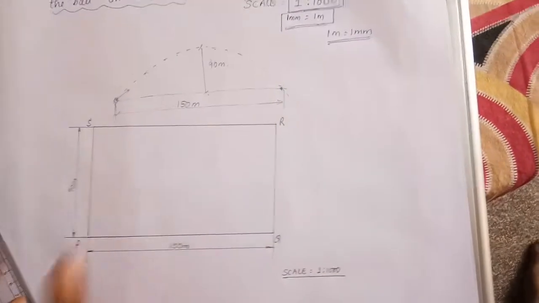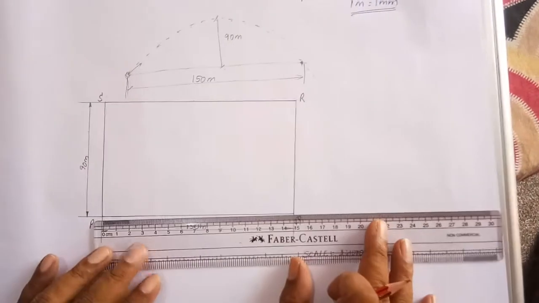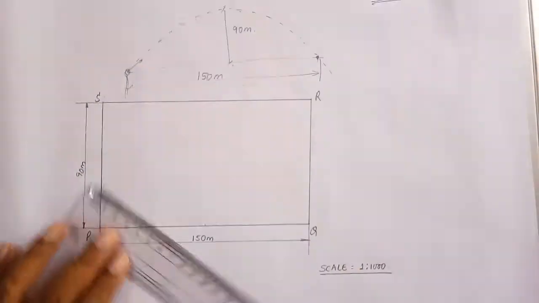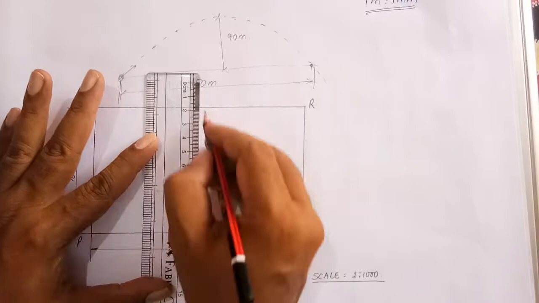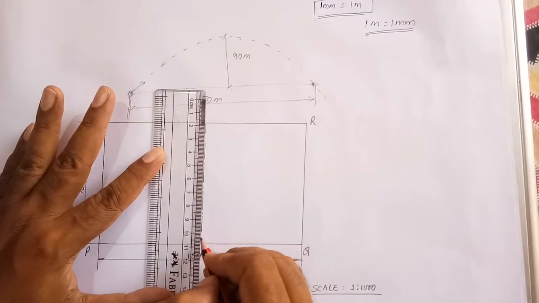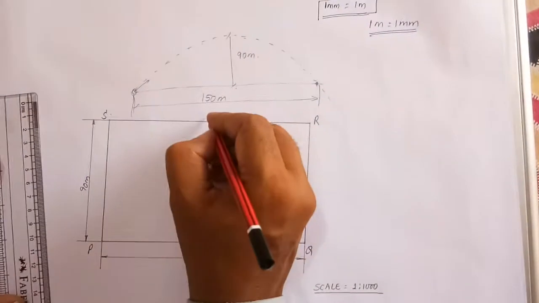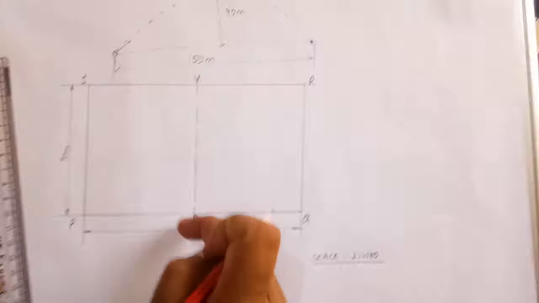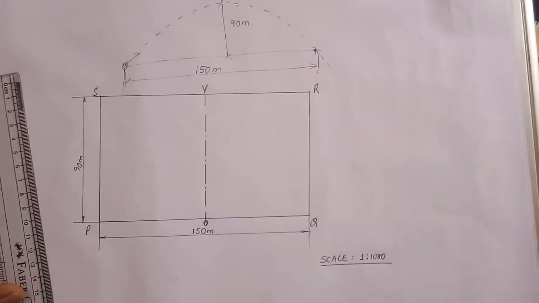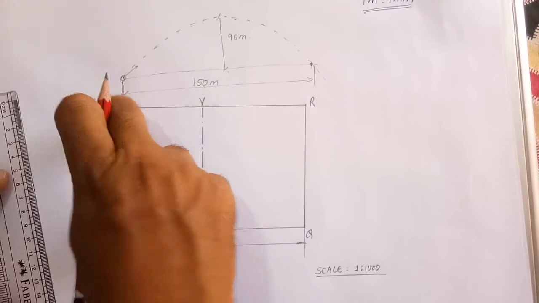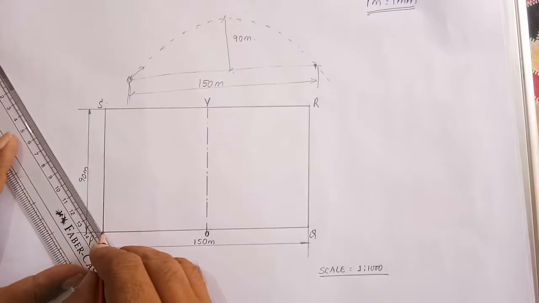First you have to construct a rectangle like this. Now divide this rectangle into two halves. Draw vertex line. Call it as VO. This is the axis of the parallelogram. Then divide this piece into 4 parts. Okay. 4 parts you have to divide.